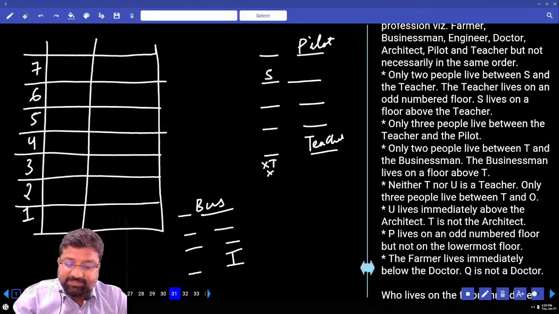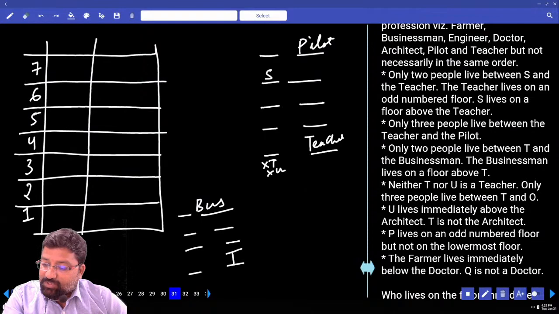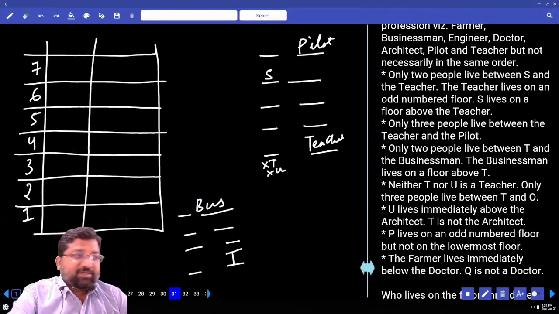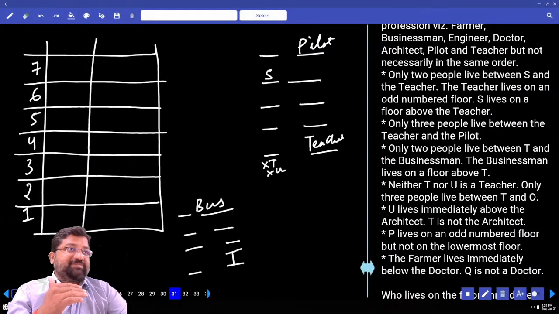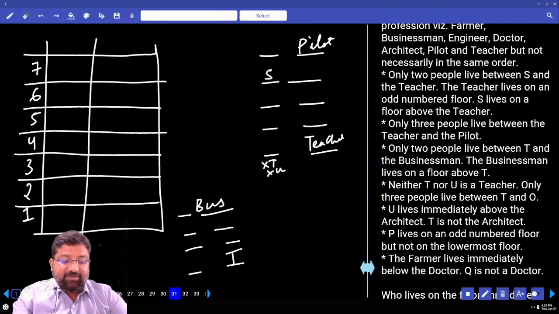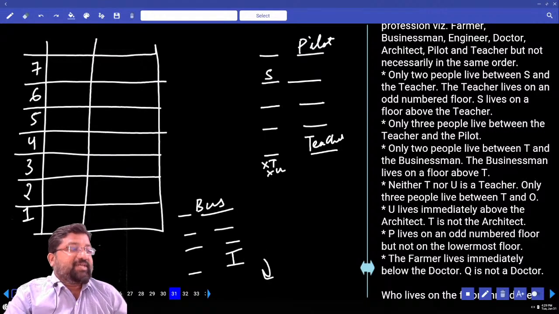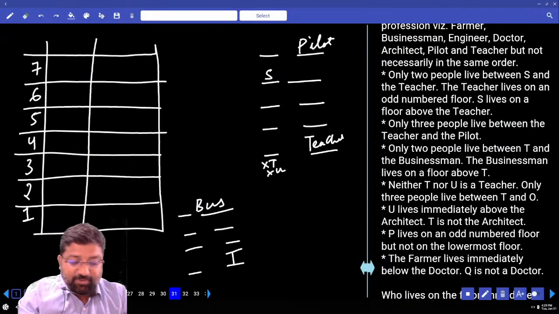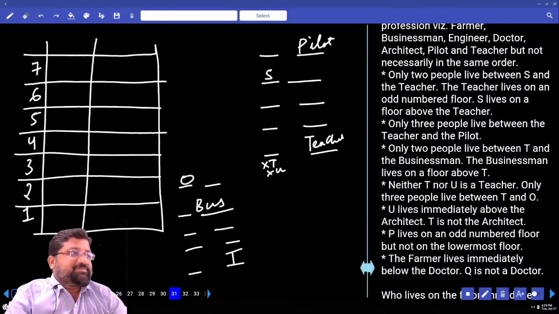This is not T and this is not U. Only 3 people live between T and O. If I take below T, 3 people gap and then O. And how many floors? 4 floors already including T and businessman. Below another 3 gap and next O means 4 floors. How many does that make? 8. Is this a possibility? No. So surely O has to be above T.